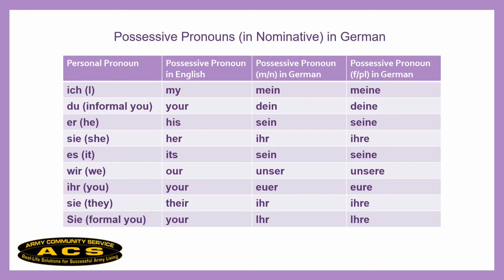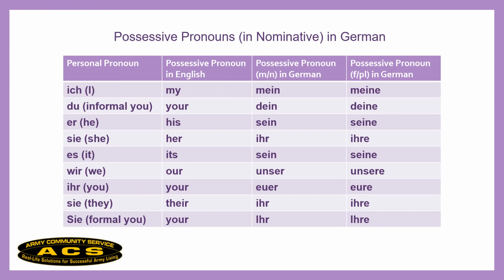You use mein without an e at the end if the noun that you're referring to, whatever belongs to you, is either masculine or neutral. For example, mein Haus, mein Schuh, mein Eis. You're using meine with an e at the end if the noun that you're referring to is either feminine or a plural noun. For example, meine Mutter, meine Tasche, meine Hosen. And then you can see we also have dein, deine for your, sein, seine for his, and so on.